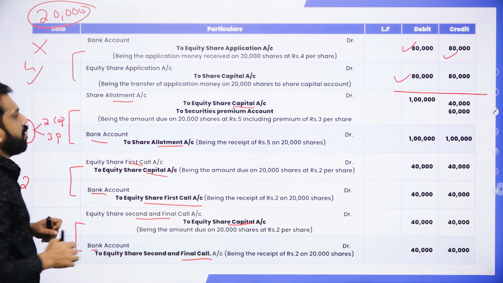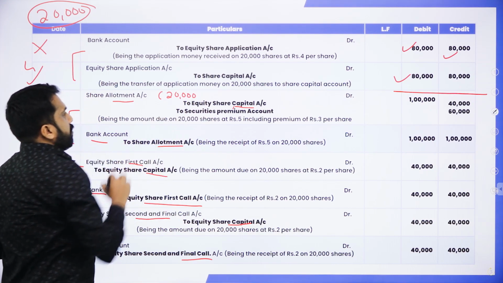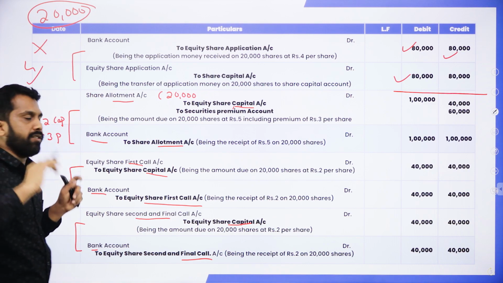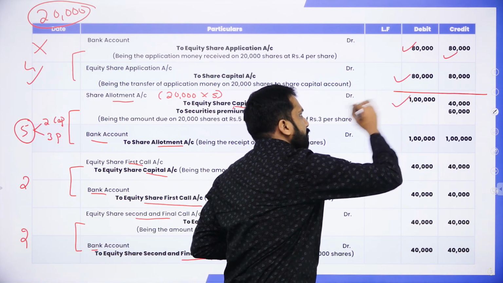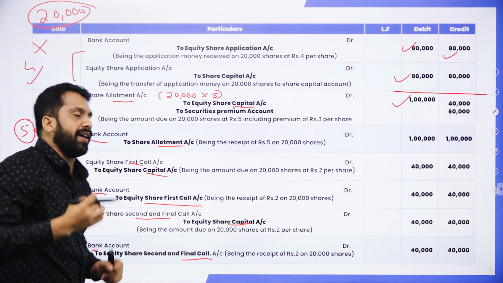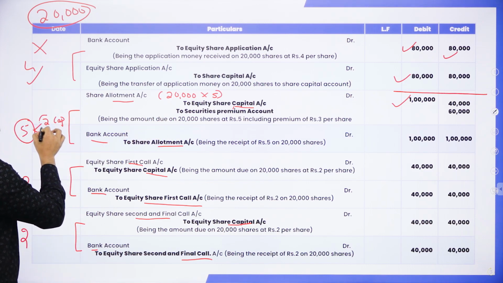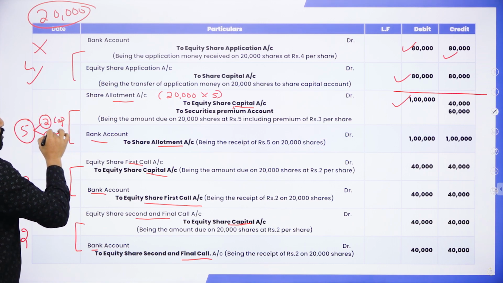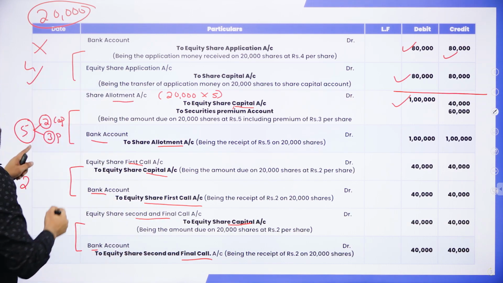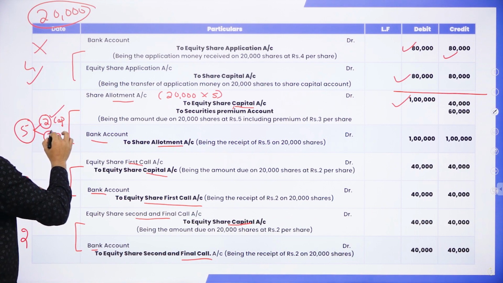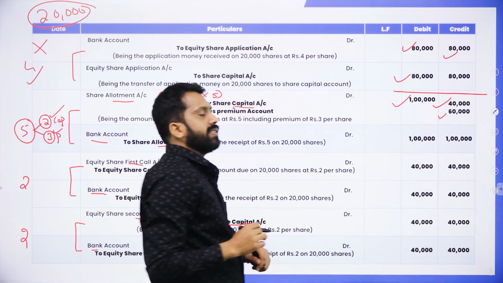Now, share allotment. How much? Number of shares 20,000. What is the allotment money? 5 rupees multiplied by 20,000. The answer is 1 lakh. 20,000 into 5, the answer is 1 lakh. Now, as we calculated, capital is how much? 2. Premium is how much? 3. What is the number of shares? 20,000. 20,000 into 2, 20,000 into 3. You got 40,000 and 60,000.